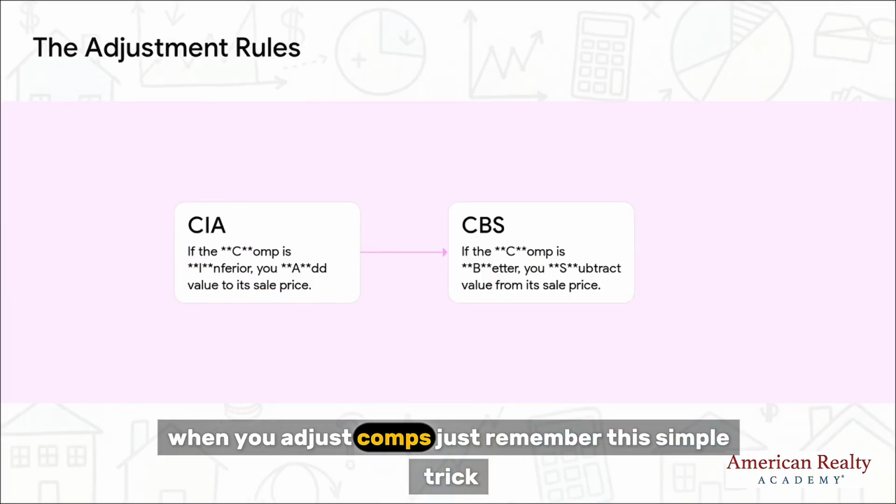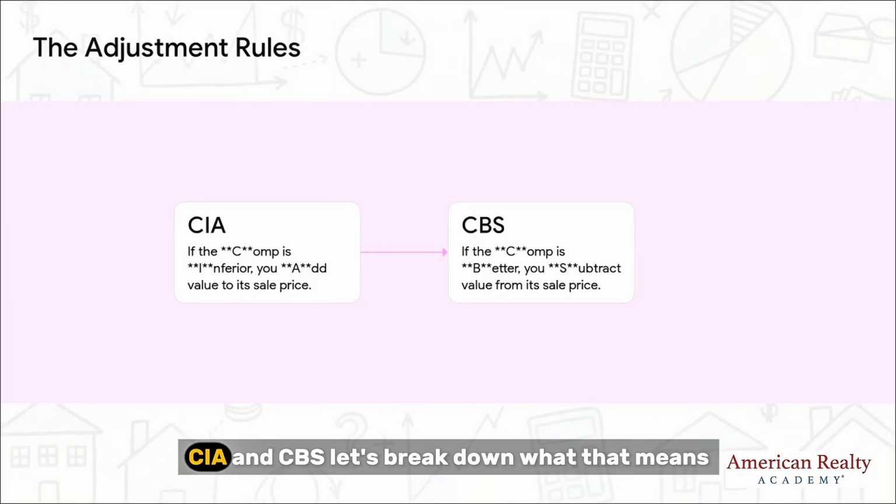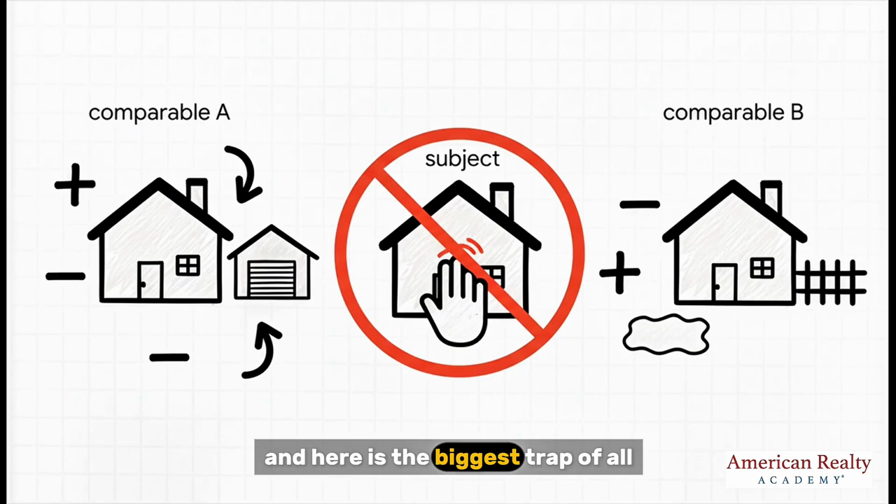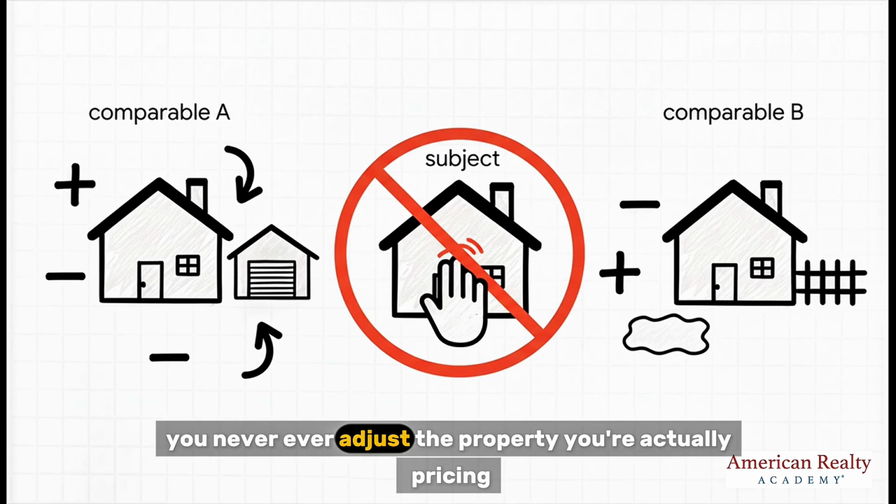When you adjust comps, just remember this simple trick, CIA and CBS. Let's break down what that means. And here is the biggest trap of all. You never ever adjust the property you're actually pricing.